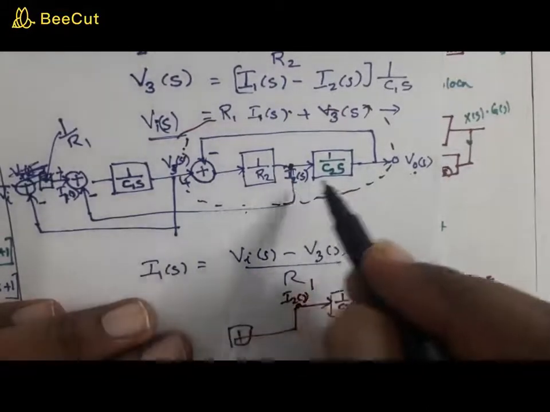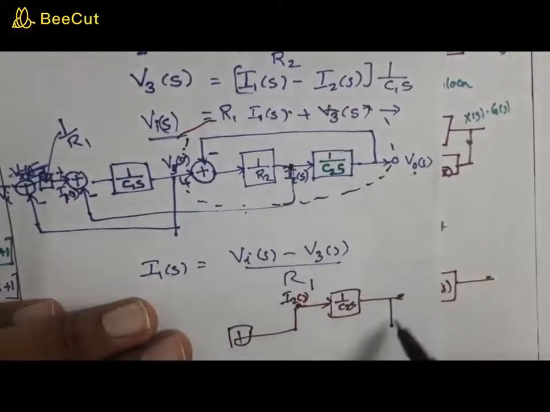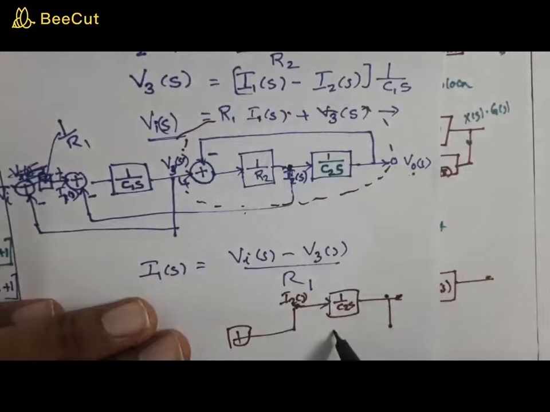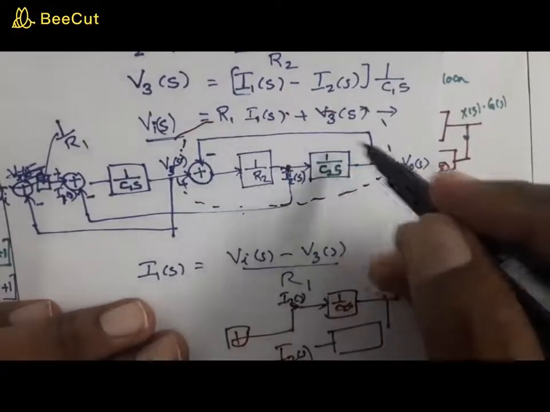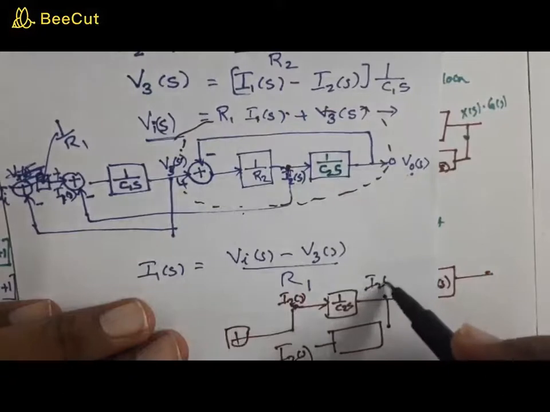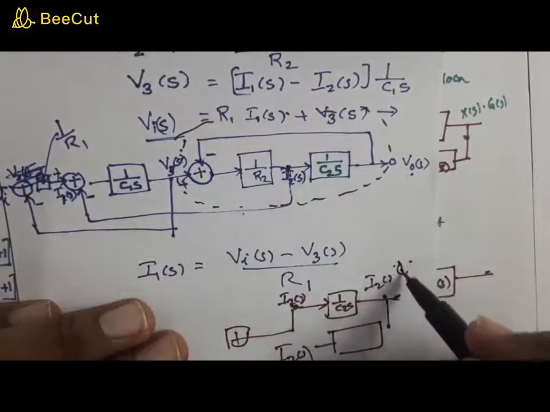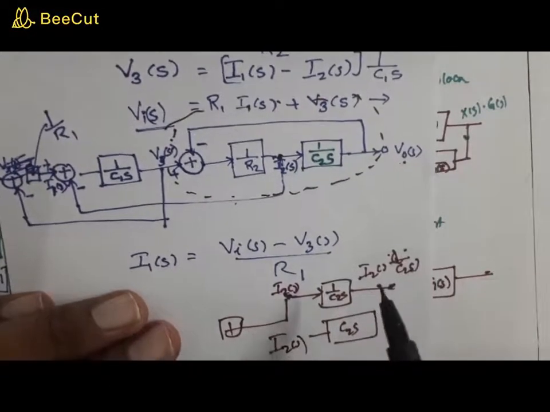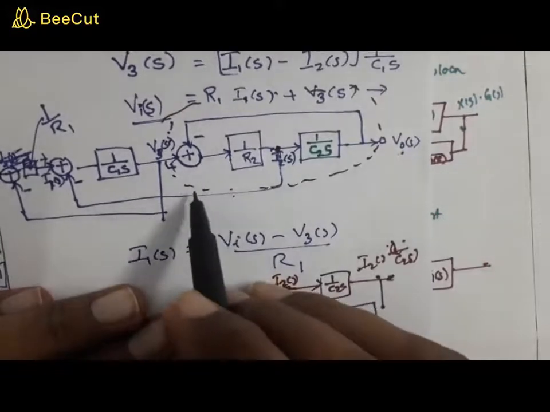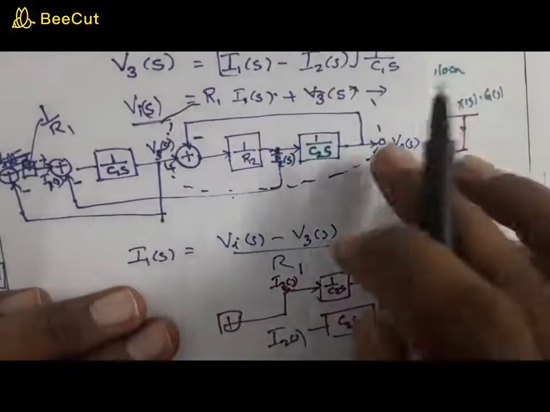This is a unity feedback. Now even if this I2 of s node comes over here, it should still be unity feedback. That means the output should be I2 of s. Now what happens at this side? When it comes to this side, it will be I2 of s into C2s into 1 by C2s. So in order to get I2 of s, multiply this by C2s. You need to add an extra block on this feedback line so that you can bring this together, right?